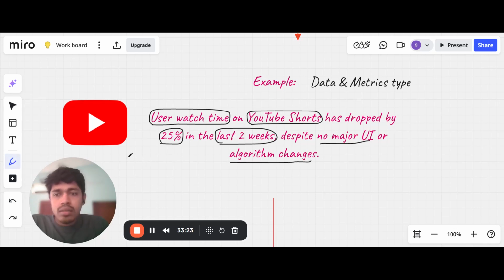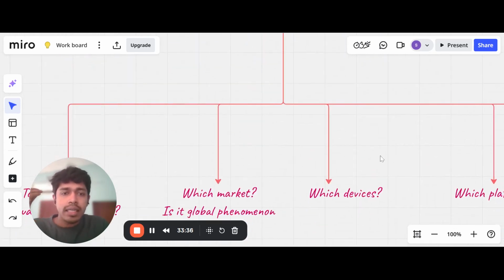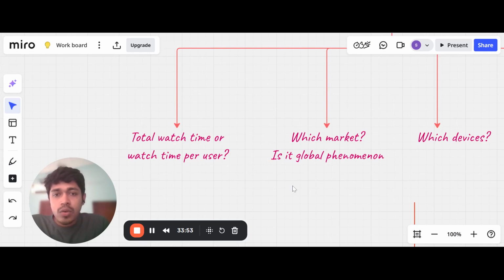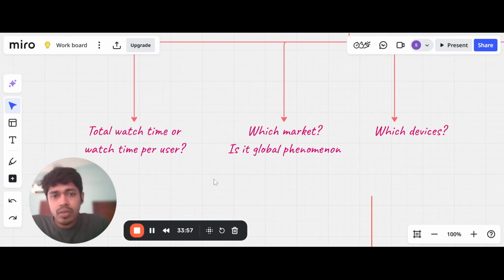That's about keywords. I hope you understand how to think of keywords, right? Now, what are the questions we can ask about scope? Let's look at that as well. So these are a few questions I have noted down. I'm not saying this is an exhaustive list. You can come up with 10 or 15 questions regarding scope. The more questions, the merrier. It's better actually. So first thing is total watch time or watch time per user, which we actually asked.